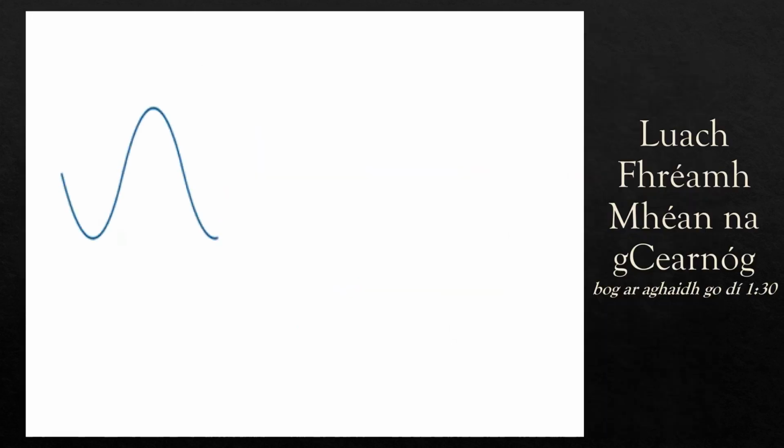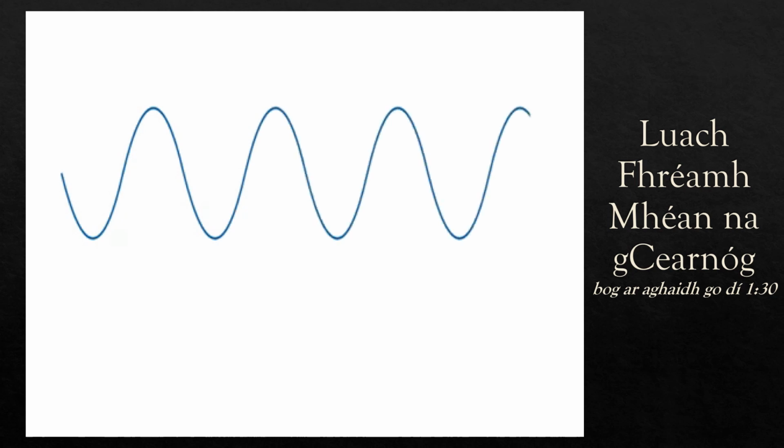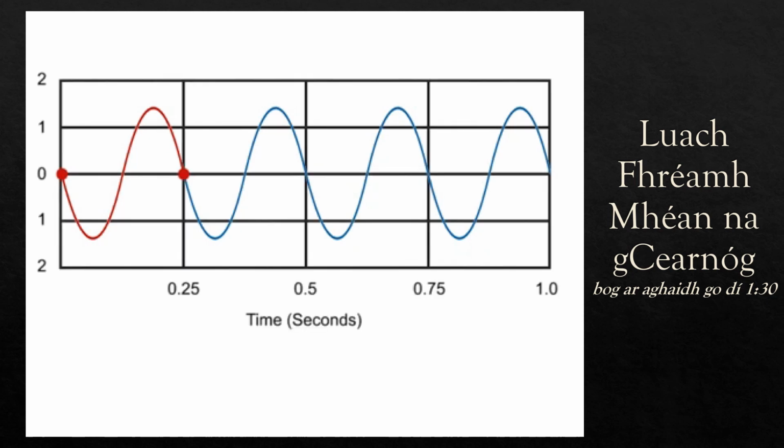A sine wave is a smooth, repetitive waveform. One completion of the repeating wave pattern is called a cycle. The time it takes to complete one cycle of the wave is called the period. In this example, the time it takes to complete one cycle is 0.25 seconds. So this waveform has a period of 0.25 seconds.